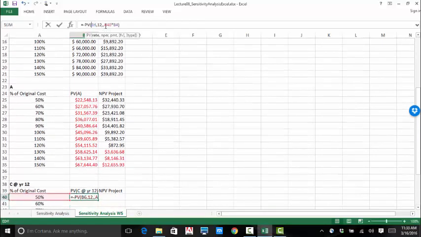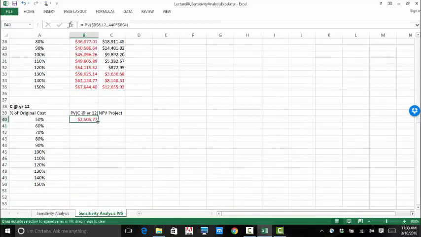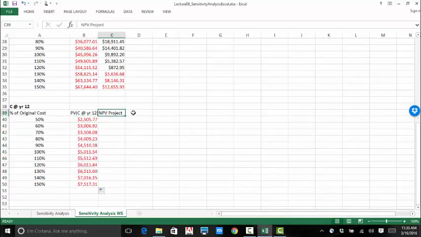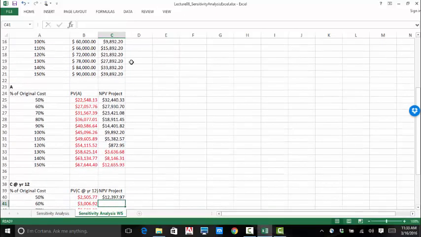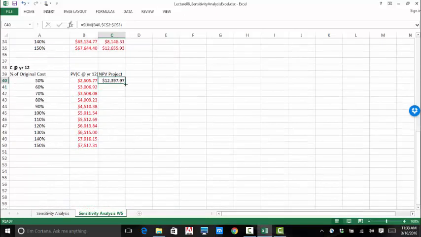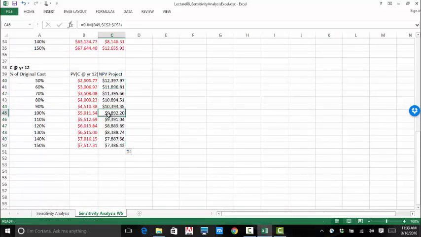Throw our dollar operators in there again. Go ahead and do this. We'll sum, get the two values that we're holding constant here, and drag it down. Okay, again, 100%.